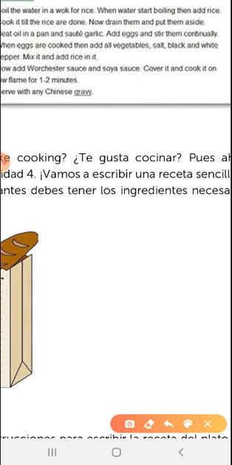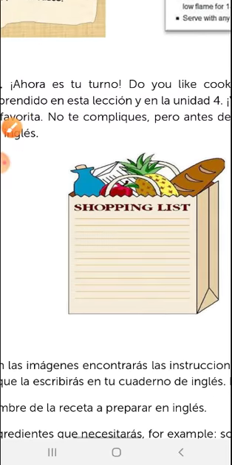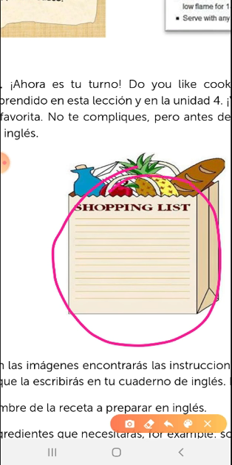Pero lo primero es the ingredients, okay? The first thing is the ingredients. Follow these examples. Sigue estos ejemplos, mira. En esta parte de aquí, en tu cuaderno, in your notebook, you write the shopping list o los ingredients de la lista de compras que necesitarías.